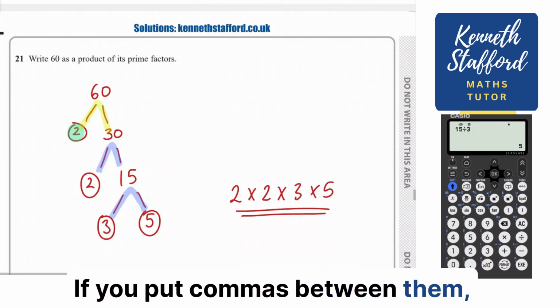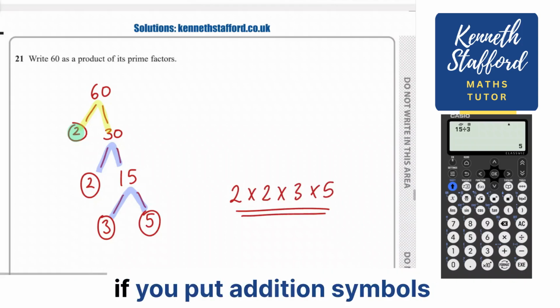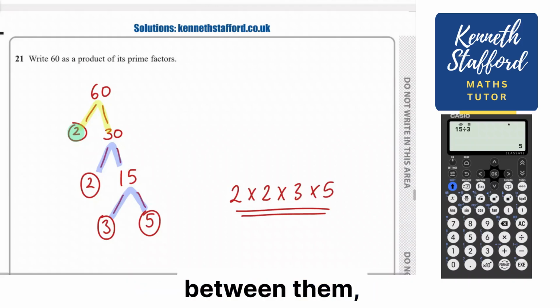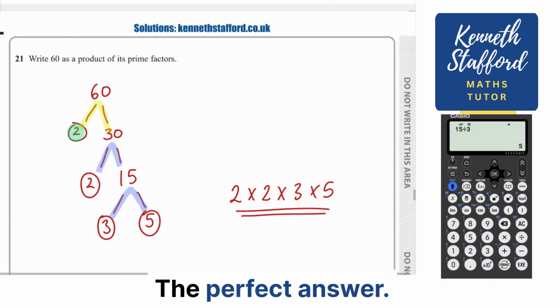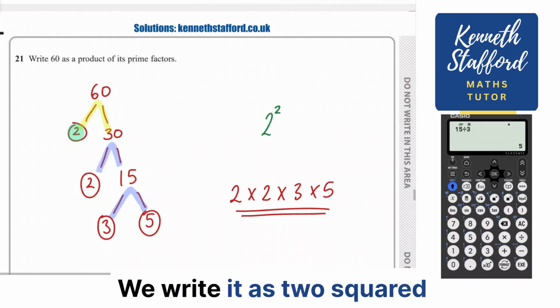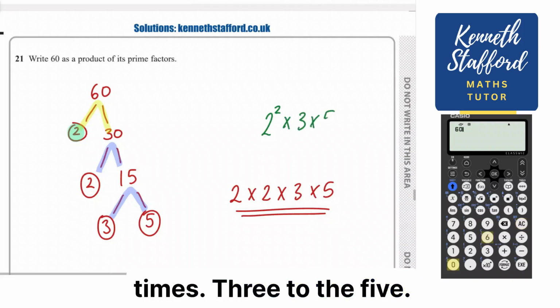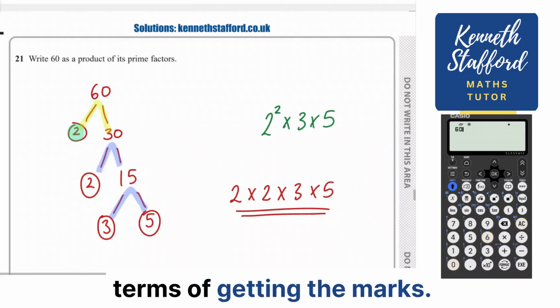If you put commas between them, which I've seen when marking these, or addition symbols between them, you lose the second mark. It's got to be a times symbol between them. The perfect answer, we write it as 2 squared times 3 times 5. It doesn't really matter in terms of getting the marks.